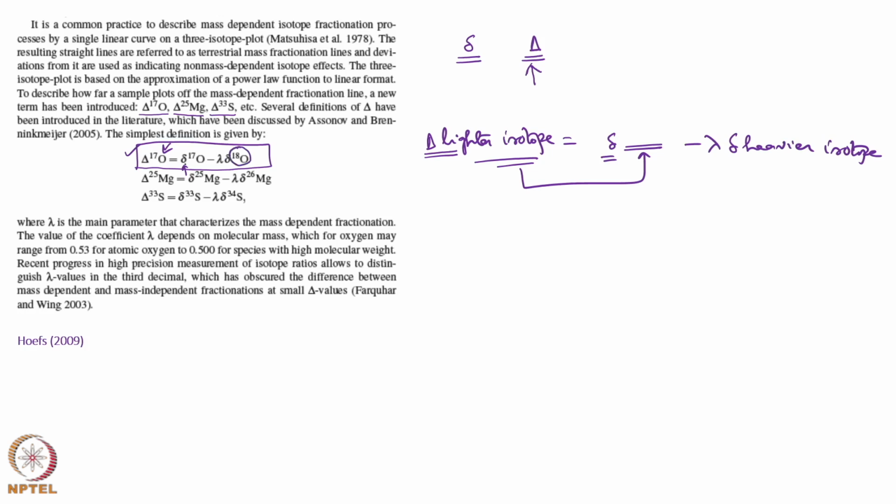18O is a heavier isotope. So, here comes the 18O. Similar principle will work here. Delta 25 mg, where 25 mg is the lighter isotope, is equal to delta 25 mg minus lambda delta 26 mg. So, 26 mg is the heavier isotope. Similarly, delta 33s, where 33s is the lighter isotope, is equal to delta 33s minus lambda delta 34s, where 34s is the heavier isotope of S. In all these cases, lambda is a parameter that characterizes the mass dependent fractionation.